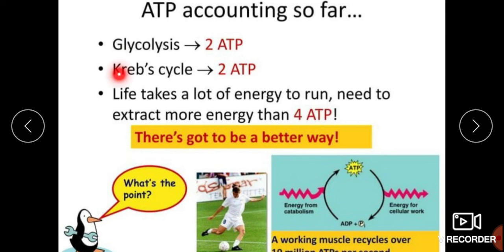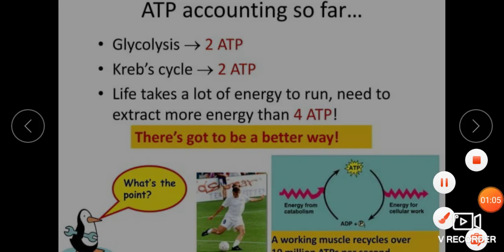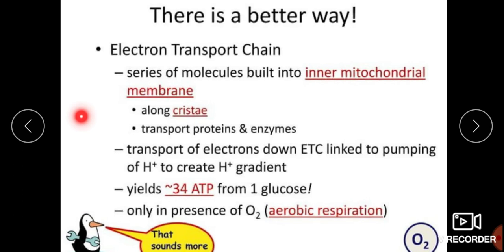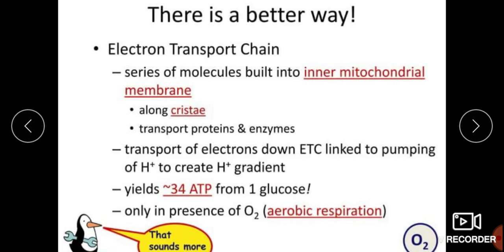In the Krebs cycle, the net gain of ATP is 2 ATP. But the 4 ATP molecules do not fulfill the requirement of energy. So there must be another way for ATP generation. There is a better way, that is the electron transport chain.